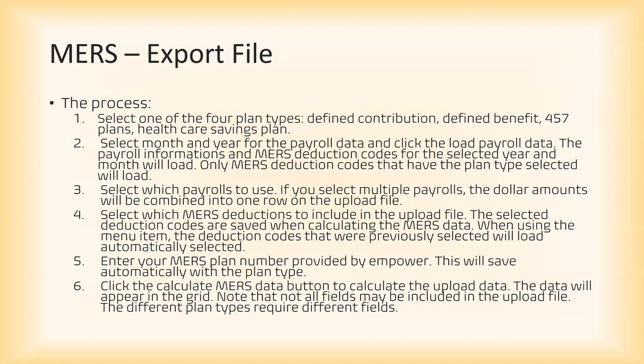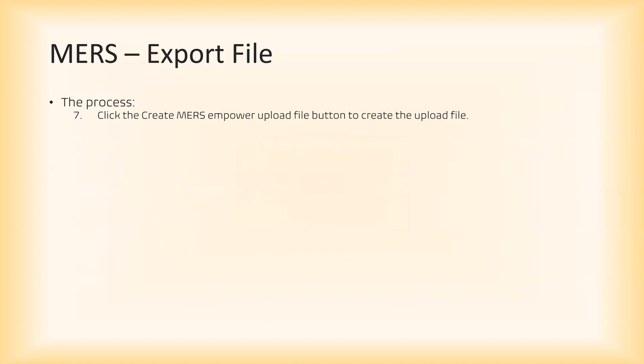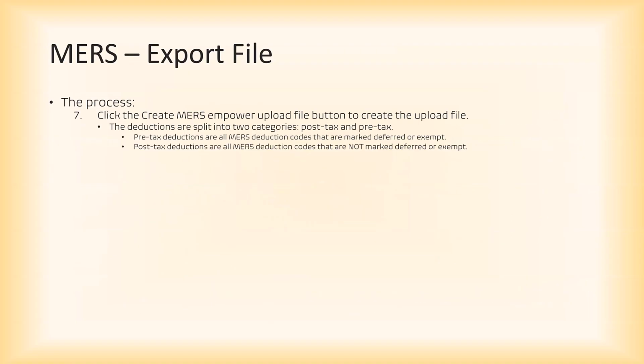The better way to do it is when you click on the button to actually create the file, it'll generate the Excel document, which is exactly what is going to be uploaded to Empower. That's the best way of looking at making sure all the dollar amounts are correct. The last part of the process is actually clicking the create button to create the Excel file.